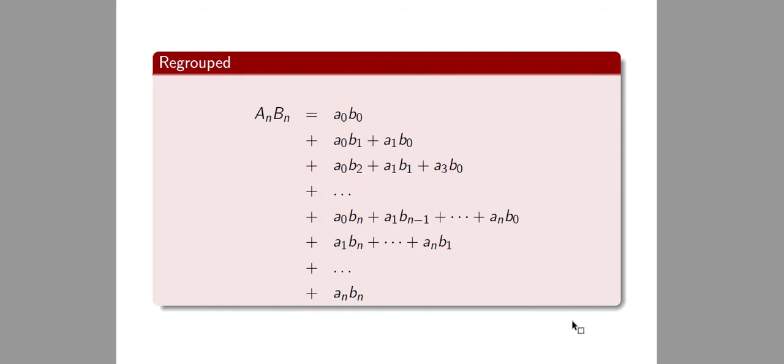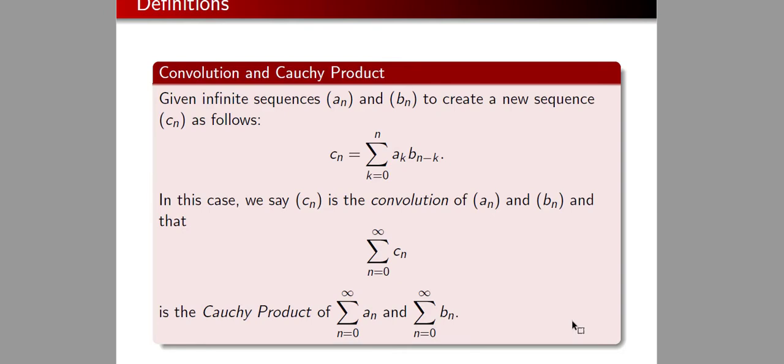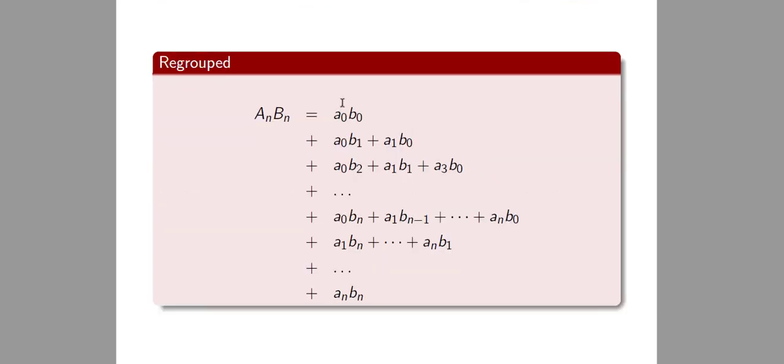Okay, so given that, let's define some stuff, and so maybe you'll see where this comes from. Given infinite sequences a_n and b_n, we will create a new sequence, c_n, as follows. Each entry into c_n will be the sum of k equals 0 to n of a_k times b_(n minus k). So each of my c_n's is going to be like one of the rows on the previous page. So this is c0, this is c1, c2, this long one is c_n.